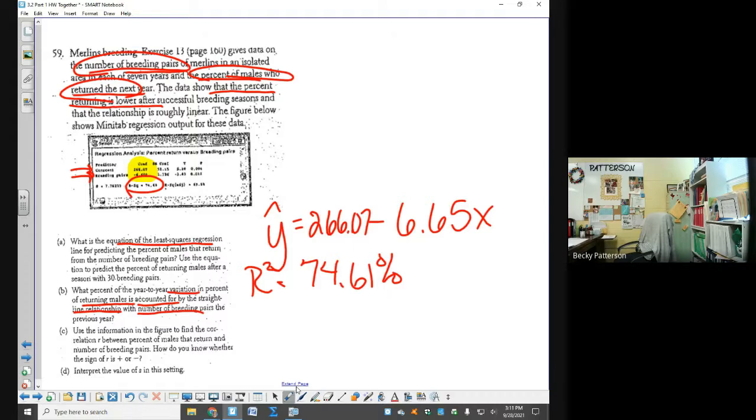Use the information to find the correlation coefficient. So how would I find R? It's not on the Minitab. Oh, I got R squared. Square root. Okay, go ahead. Now, don't square root 74.61. Square root the decimal, 0.7461.